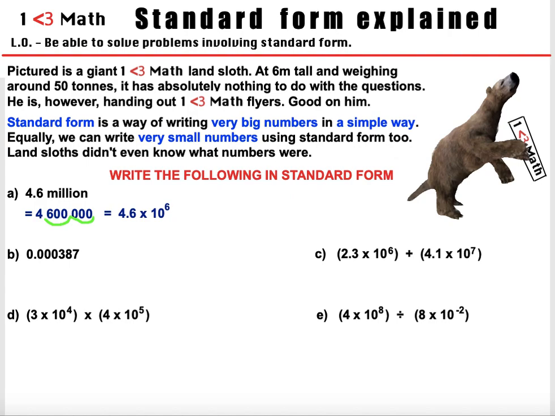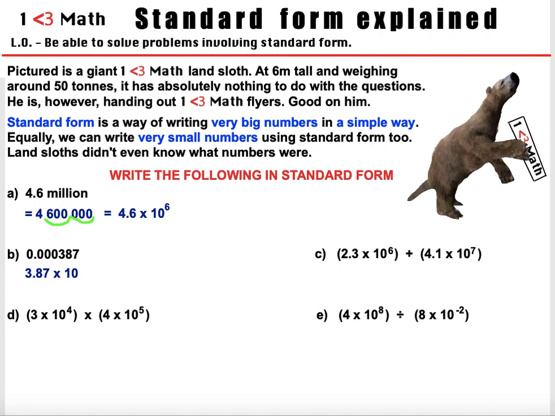So now we have a decimal, 0.000387. Now the first significant figure here is the 3, so we put our decimal point after the 3. So we have 3.87. It's always multiplied by a power of 10. But when it's a decimal, it's a negative power.